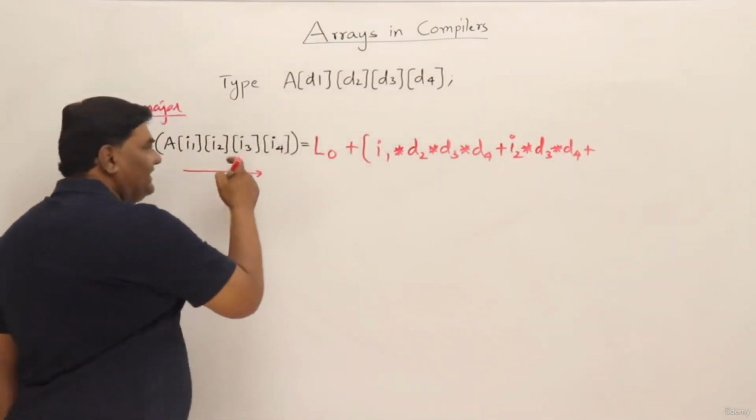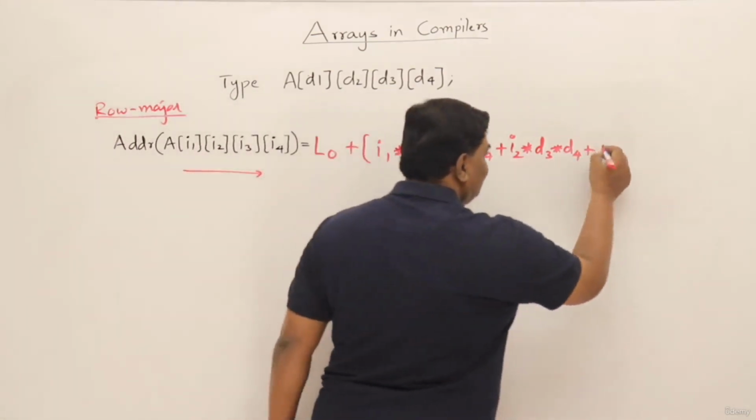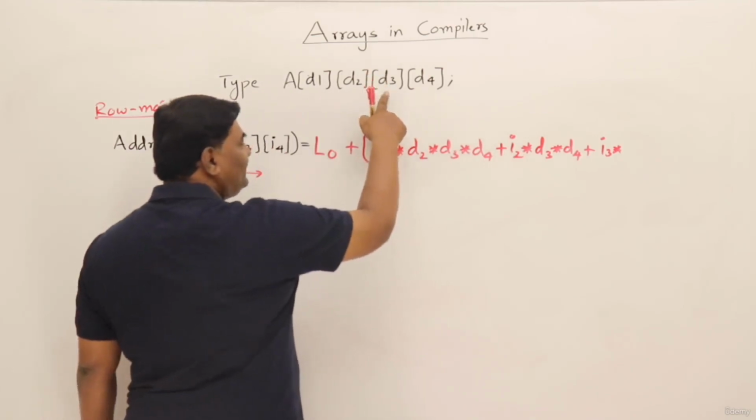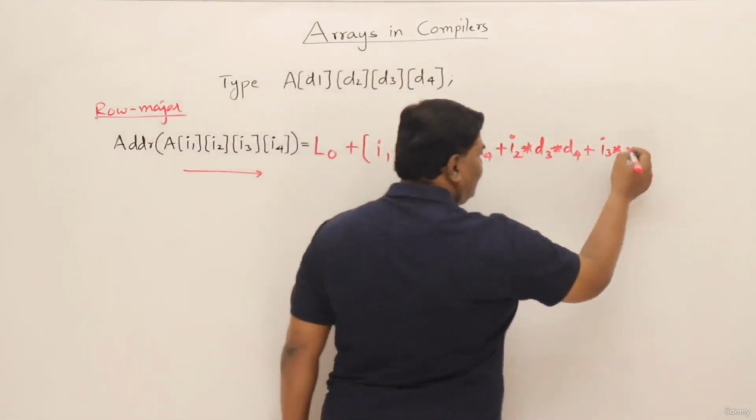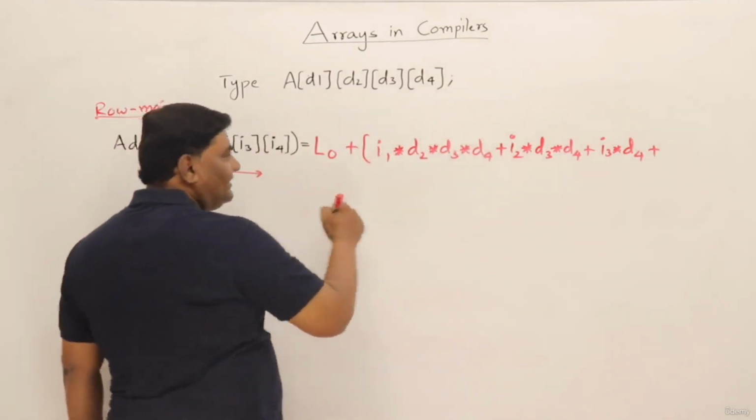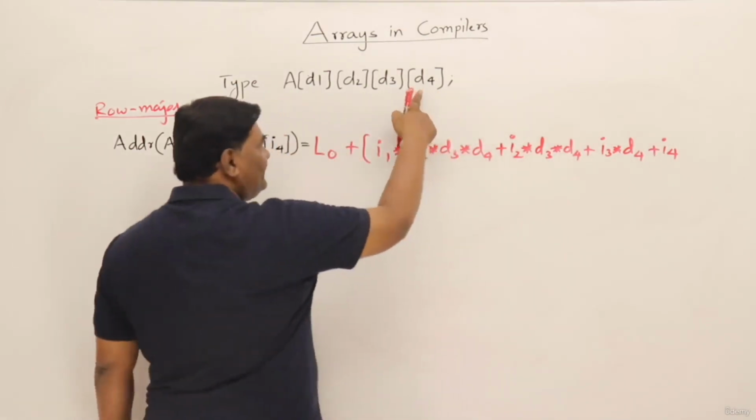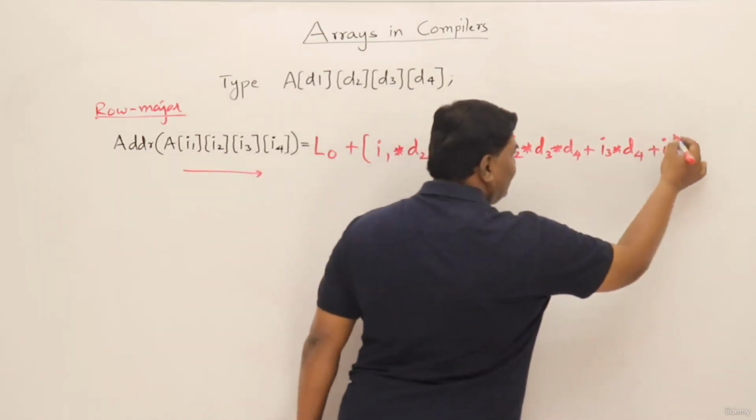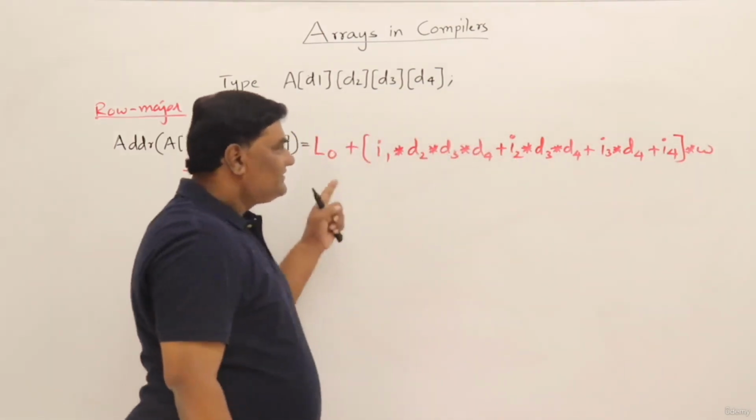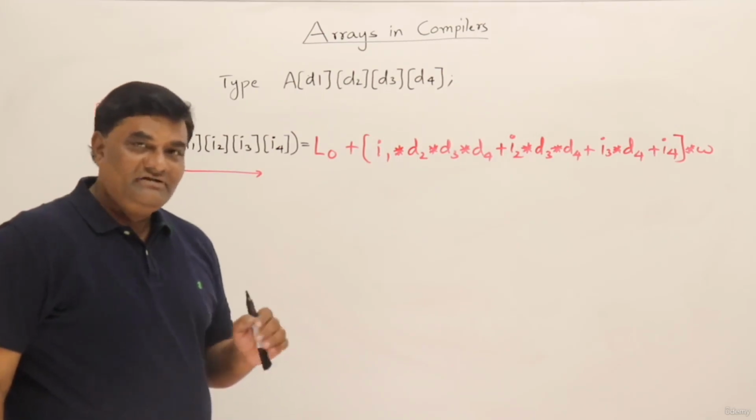The next is index 3, I3. After the third dimension, all dimensions should be multiplied. So only D4 is there. Then plus, last, I4, the fourth index. After the fourth dimension, everything should be multiplied. So nothing is there. So multiplied by W. This is the formula for row measure mapping of a 4-dimension array.